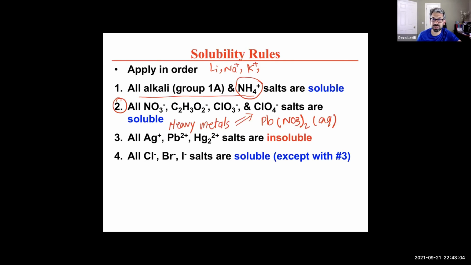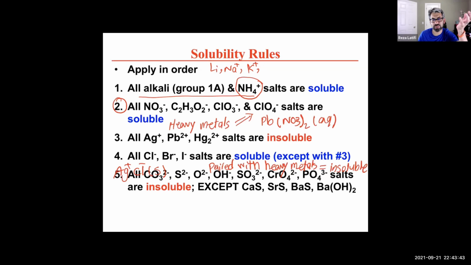Okay. Chloride, bromide, iodide, the halogens, are group 7 of the periodic table. They are soluble except when they get paired with a heavy metal. Then they will be insoluble. Okay. So if you pair silver with chloride, you get a solid or precipitation.